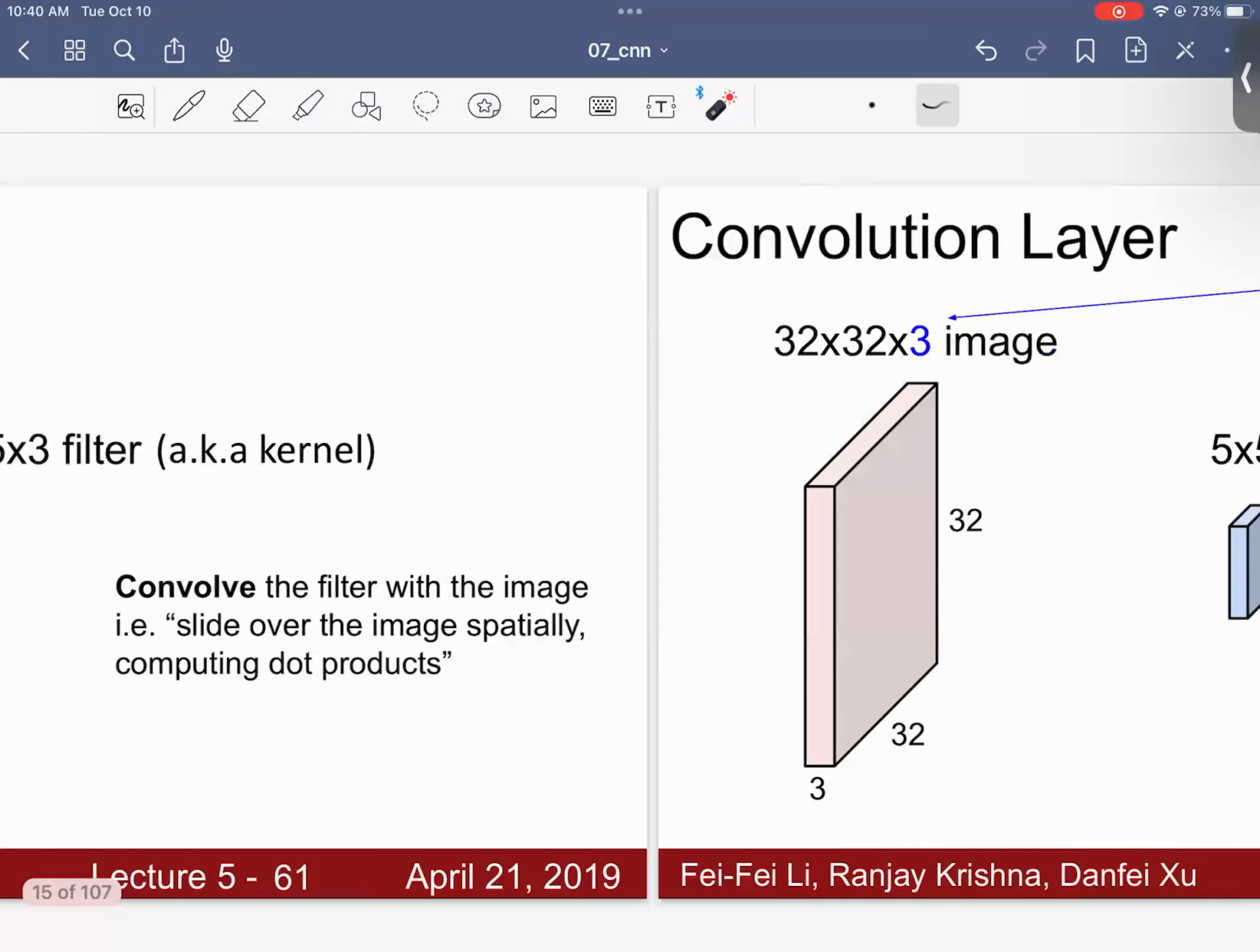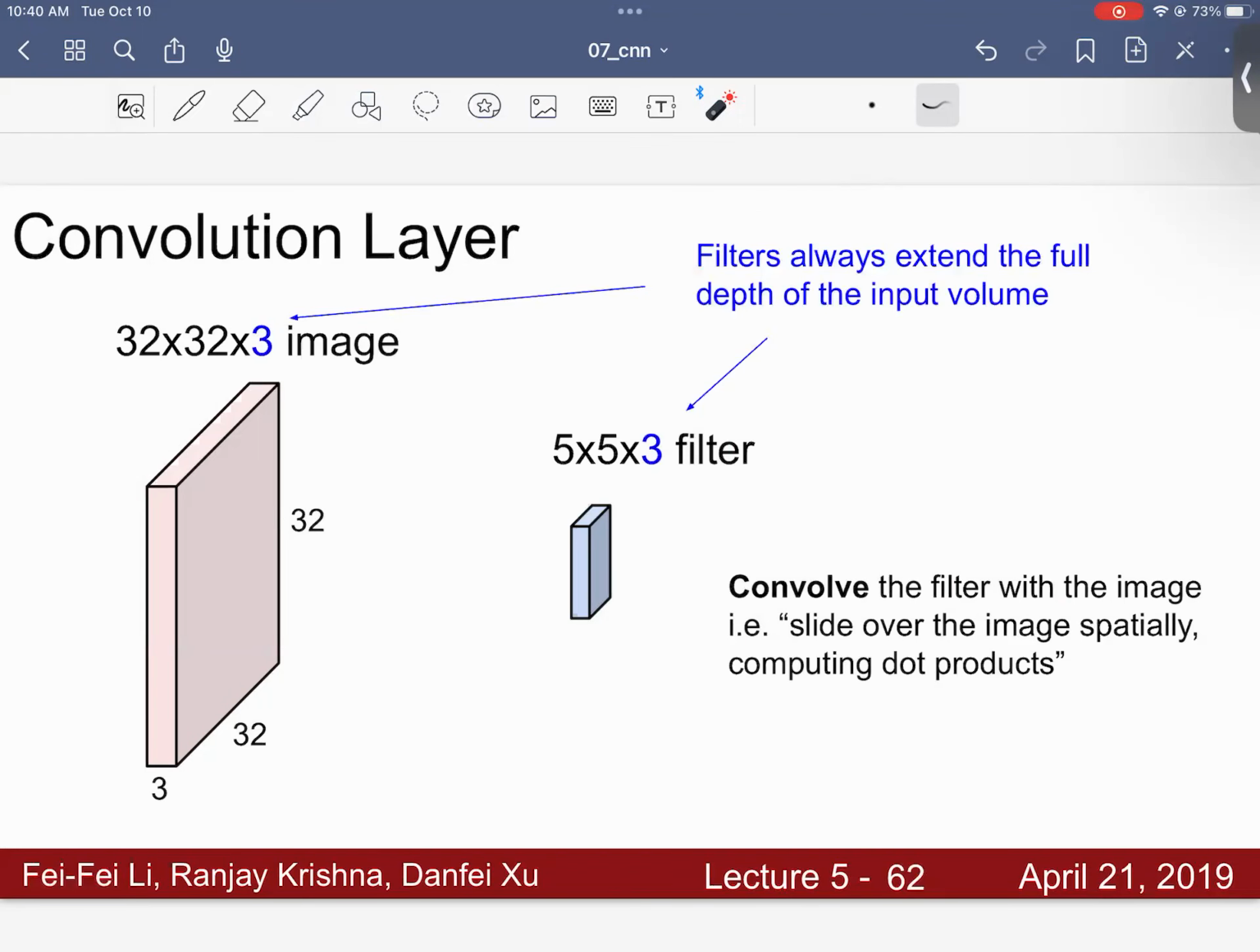The important thing to note is that given the three-dimensional channel, the RGB channel here, your filter also has to have the same number of channels. So if you look here, this will be 5, this will be 5, and this will be 3.